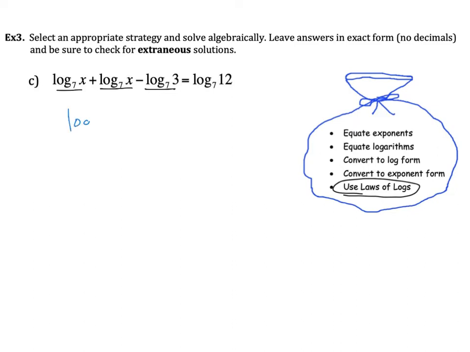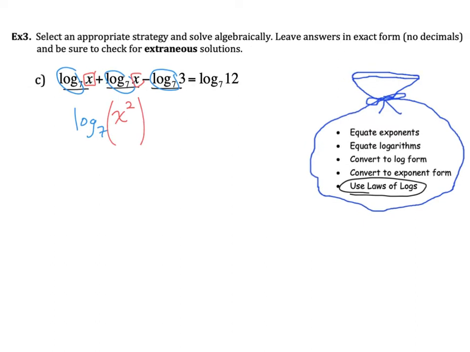So I have a log base 7. I can see log base 7, log base 7, log base 7. And so what follows, I divide by what follows the minus sign, and so I'm going to divide by 3. Now that equals log base 7 of 12.